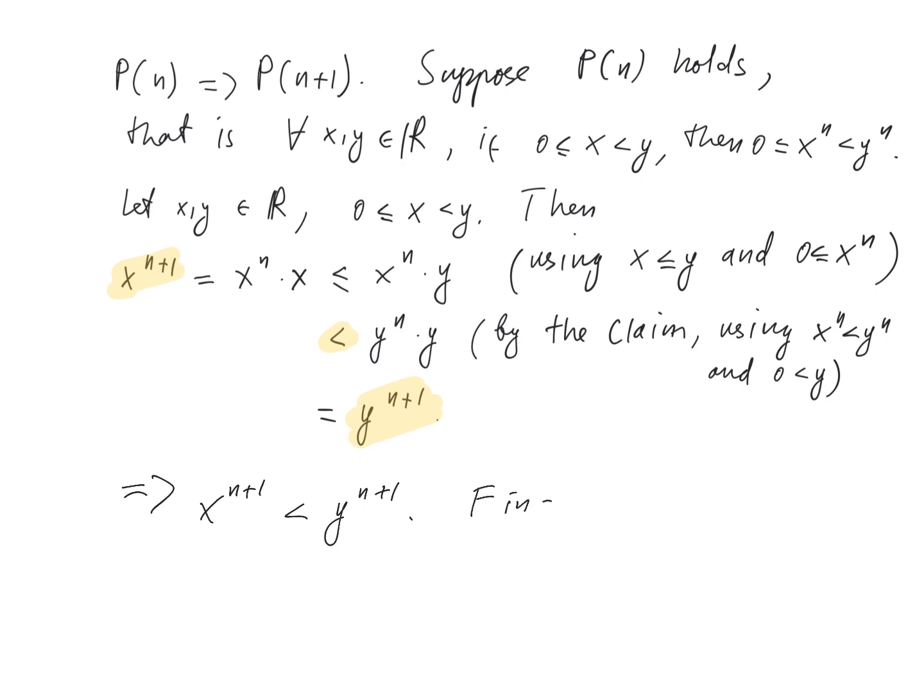Finally, since we have that 0 is less or equal than x to the power n and 0 is less or equal than x, we conclude that 0 is less or equal than x to the power n plus 1 by the same fact that multiplication preserves the ordering on the real numbers. Hence, our power inequality is proved.